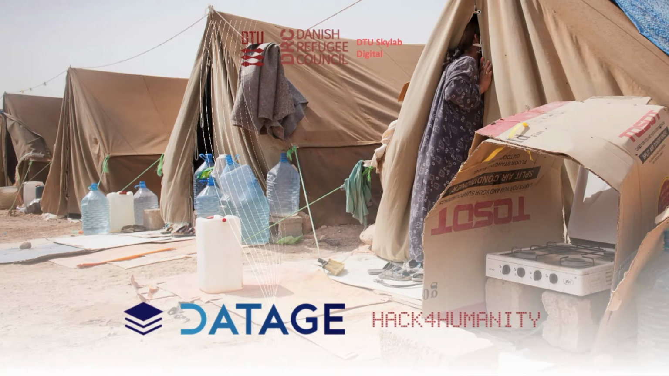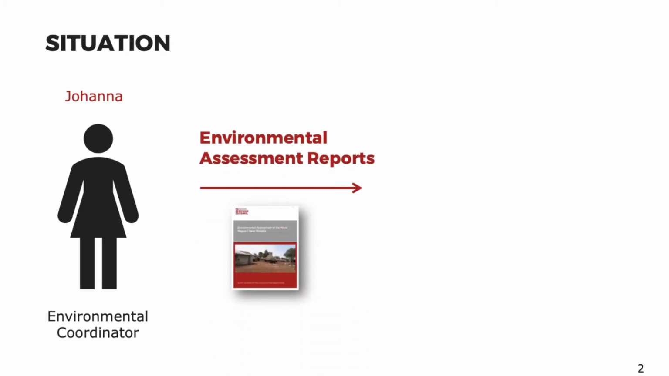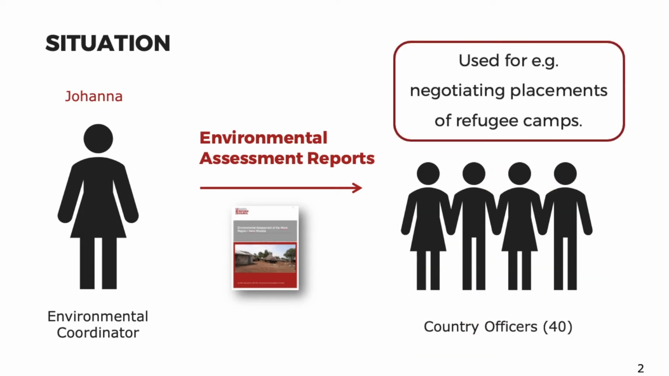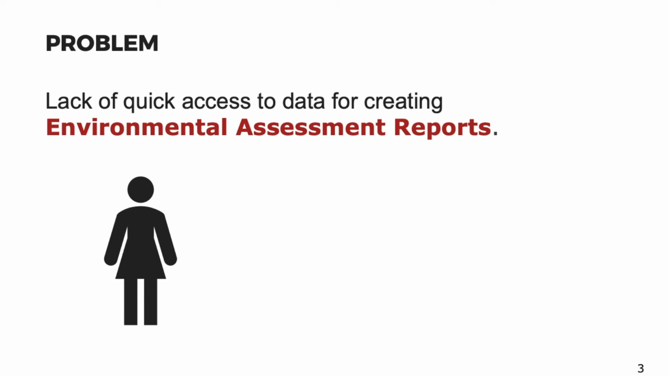This is Johanna. She's an environmental coordinator at the Danish Refugee Council, and she is responsible for creating environmental assessment reports for more than 10,000 projects that the Danish Refugee Council works on. These reports are very important, as they are used by country officers in more than 40 countries to, for example, negotiate with local governments a placement of a refugee camp to make sure that the camp can sustain itself for several years. The problem Johanna is facing is the lack of quick access to quality data.